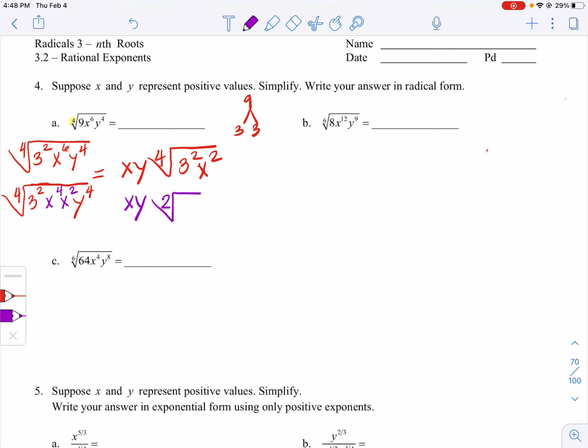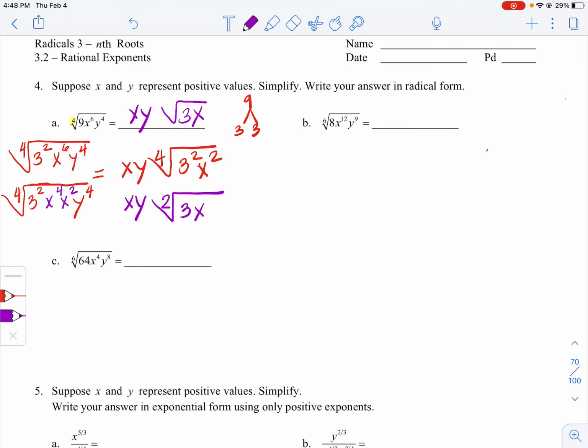Okay? So let's start with 4 divided by 2. That's 2. 2 divided by 2. That's 1. So you're left with 3. 2 divided by 2. That's 1. So you're left with x. So your final answer is xy. Because that's a 2, you really don't have to put 2 in it. You can just put a square root of 3x and you are done.